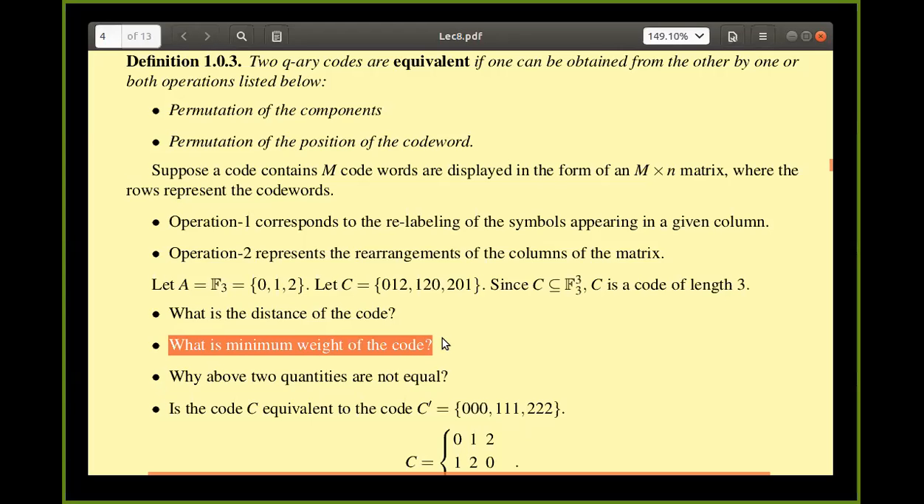I don't think the weight would come to 2, sir. The minimum weight is 2. But why are the above two quantities not equal? We told that the distance of the code equals the minimum weight of the code. Why is that not possible here?